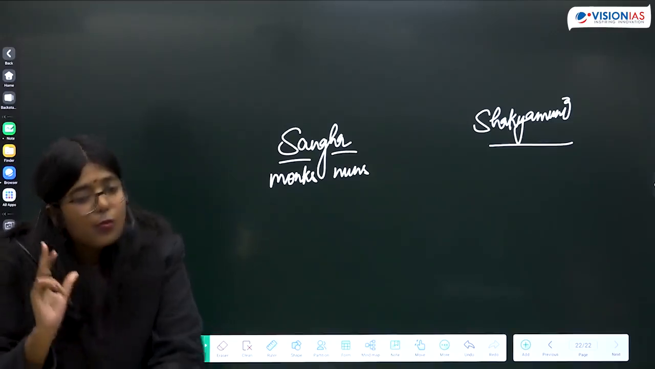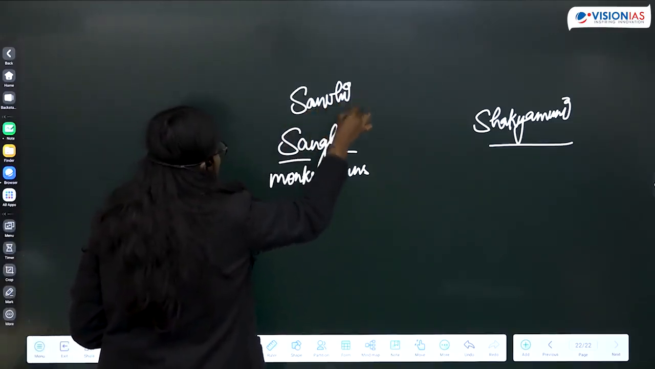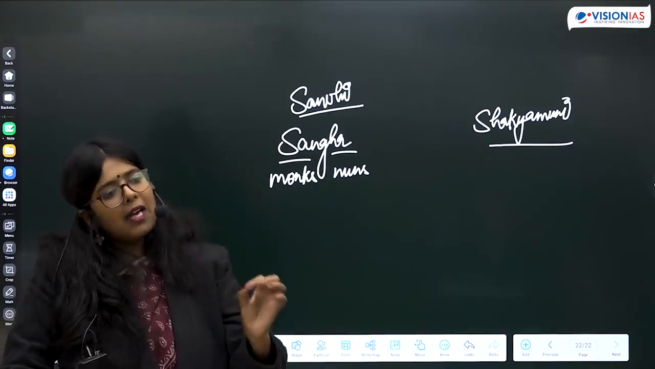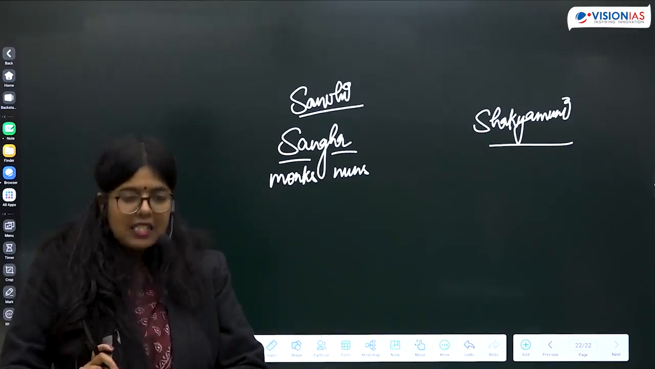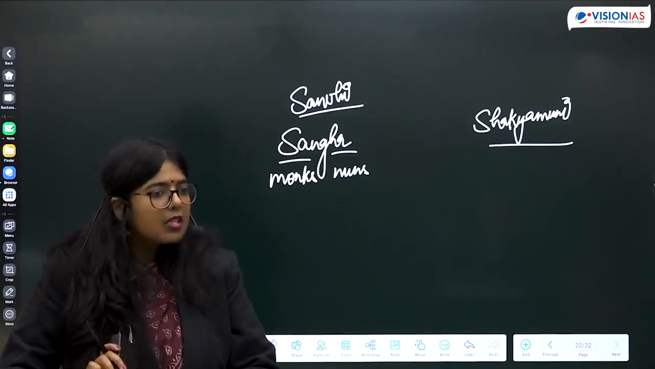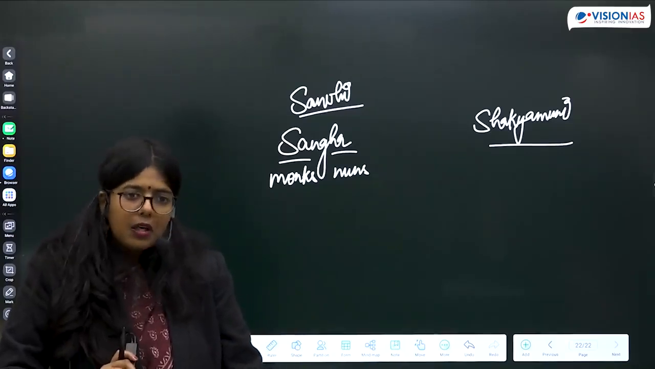Okay, which one is the inscription? Minor pillar inscription of Sanchi. So in the minor pillar inscription of Sanchi, he is also addressing the people of Sangha. Again, another unique inscription that we should know about.